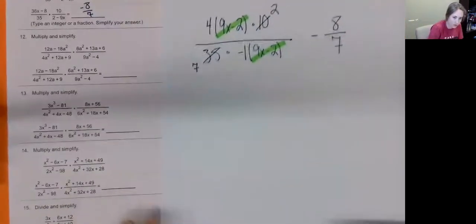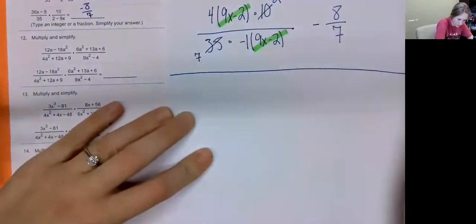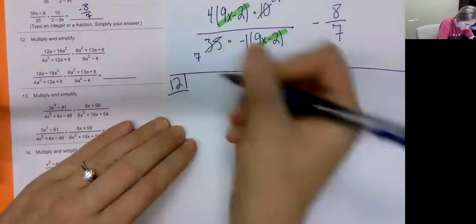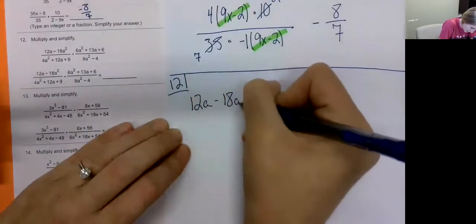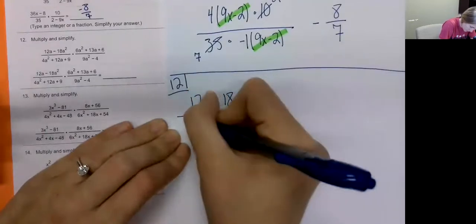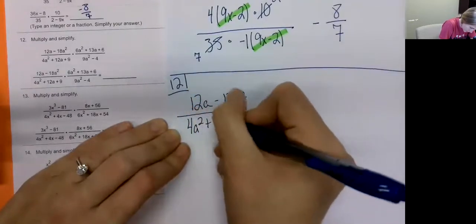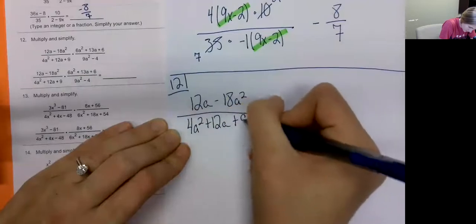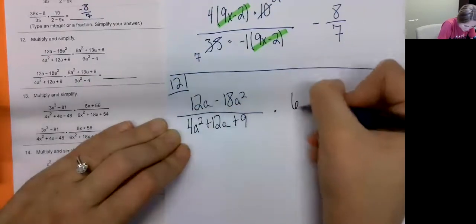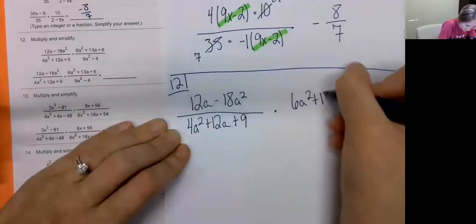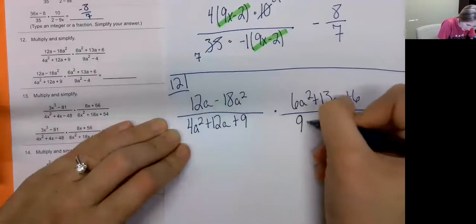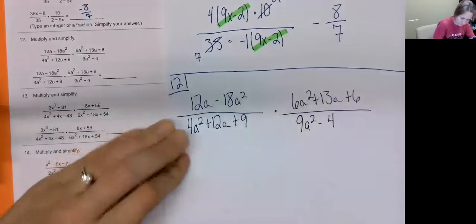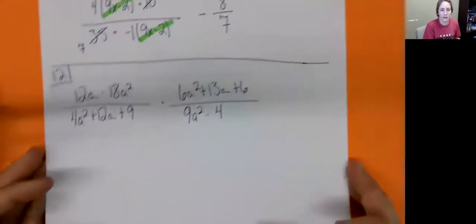Okay, let's keep going. I'm going to copy 12 over here. So we have 12a subtract 18a squared over 4a squared plus 12a plus 9 times 6a squared plus 13a plus 6 over 9a squared subtract 4. All right, now we go factoring crazy.